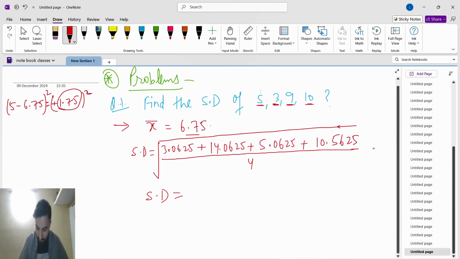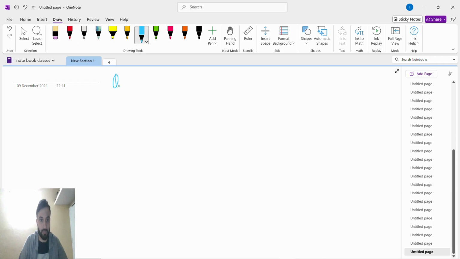3.0625 plus 14.0625 plus 5.0625 plus 10.5625. You are getting 32.75. So the numerator is 32.75 divided by 4. You are getting 8.1875. Then we have a square root. You will get 2.86. Yes, the correct answer is 2.86. That's it. Next question number 2.